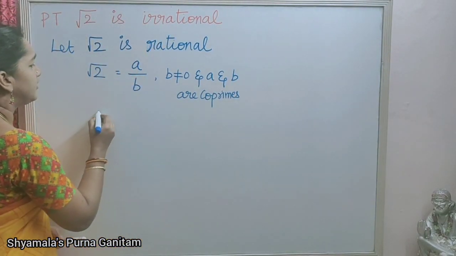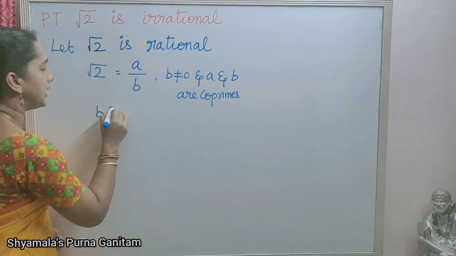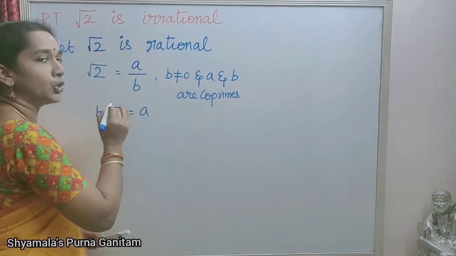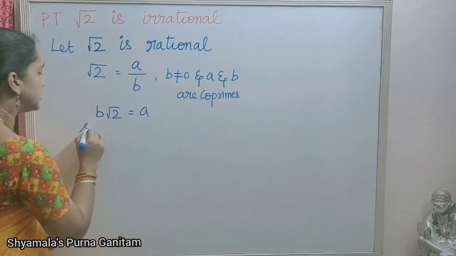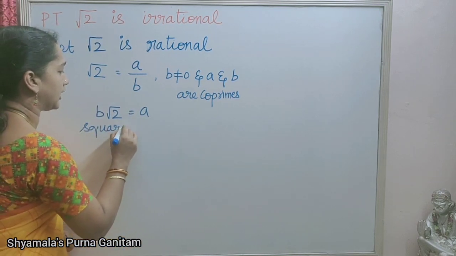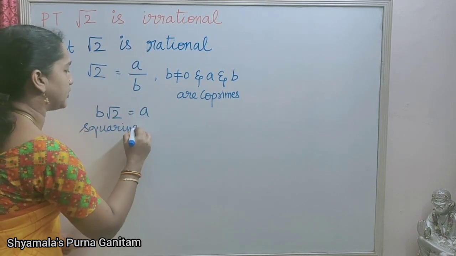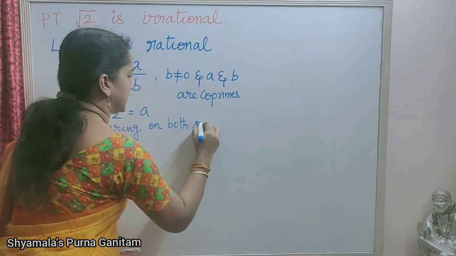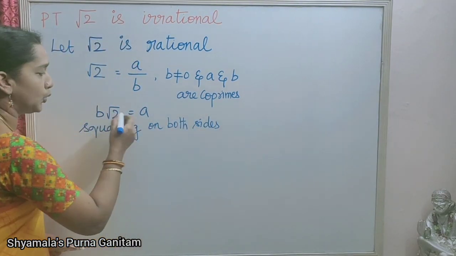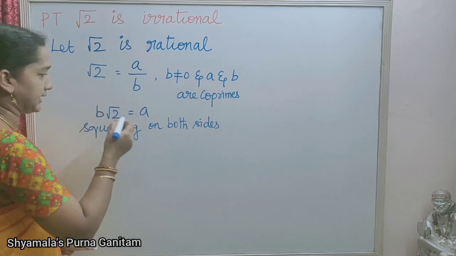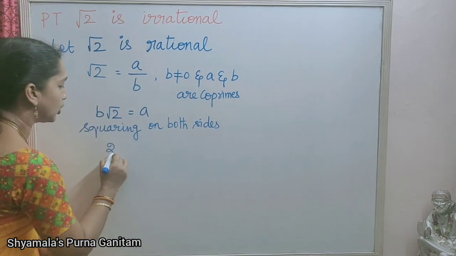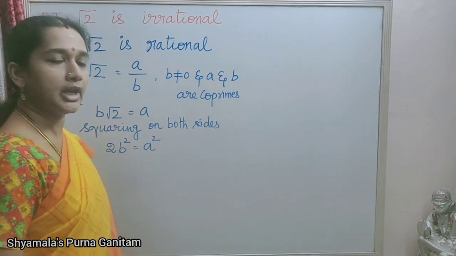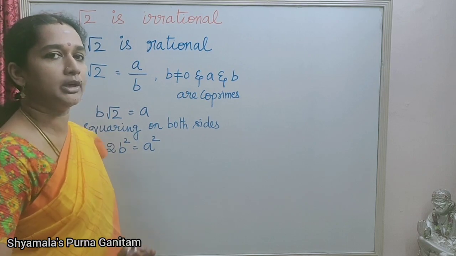Now we cross multiply this. So b into root 2 is equal to a. Then squaring on both sides, we have to get the result, and for that we are doing this. When we square both the sides, what will we get? Root 2 the whole square will get cancelled, and we will get only 2. So 2b squared is equal to a squared.